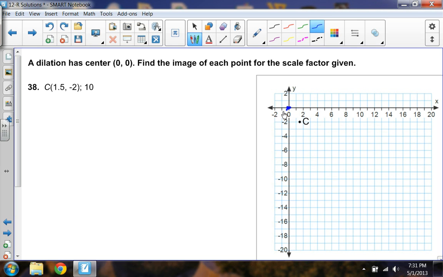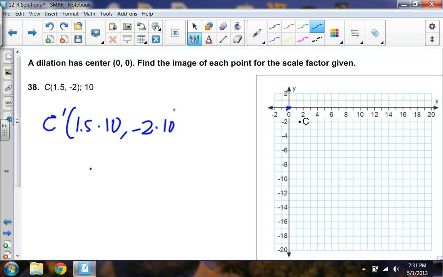So I don't have to graph it first. I'll go ahead and just multiply them out. Let's take 10 and multiply it by each coordinate point. Let's say C prime is at 1.5 times 10 and negative 2 times 10.